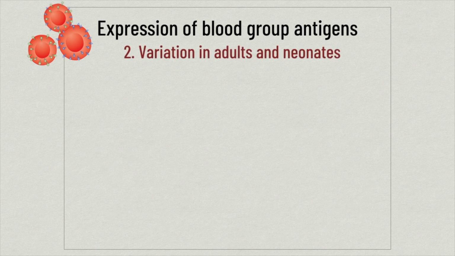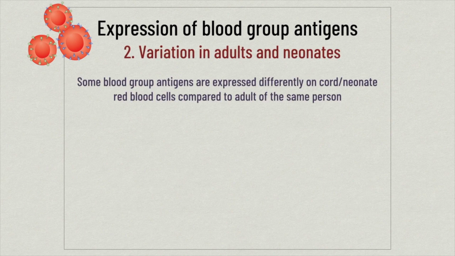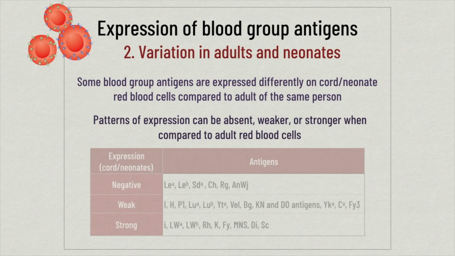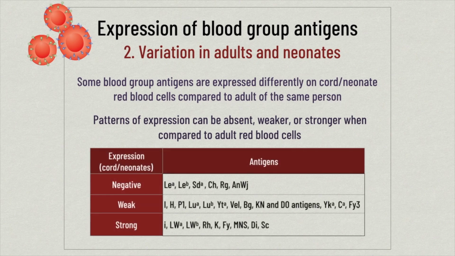Second, variation in adults and neonates. Some blood group antigens are expressed differently on cord or neonate red blood cells compared to adults of the same person. Patterns of expression can be absent, weaker, or stronger when compared to adult red blood cells. This table shows expression changes of some blood group antigens due to the age of the individual.